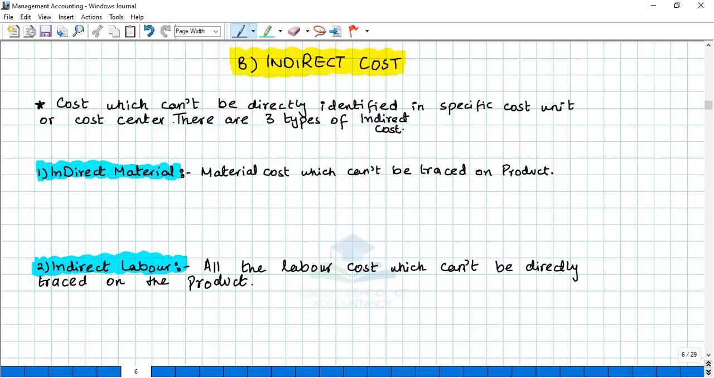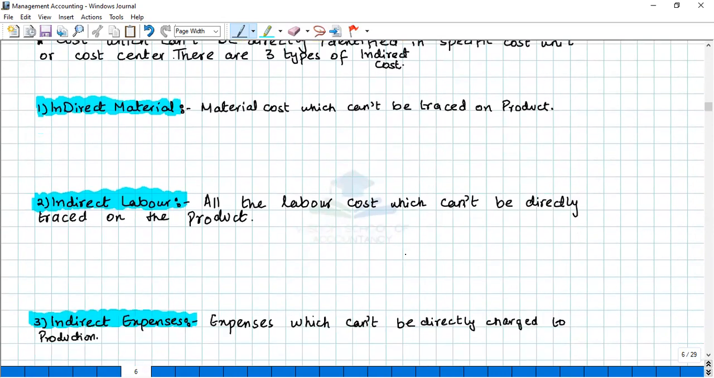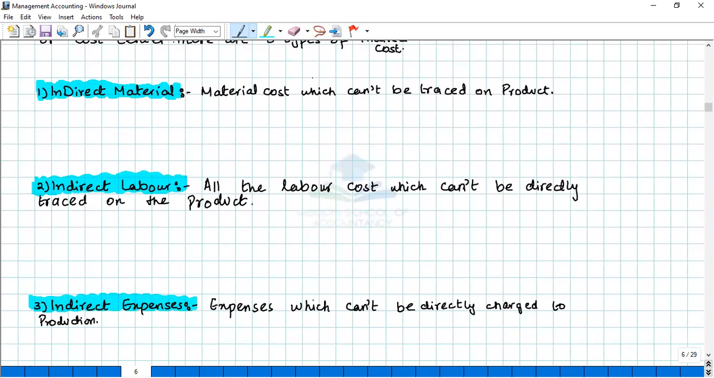There are three types of indirect cost. Number one is indirect material. Now, what is indirect material cost? Material cost which can't be traced directly on a product. Any material that you cannot directly trace in a finished unit or a product will be known as your indirect material.